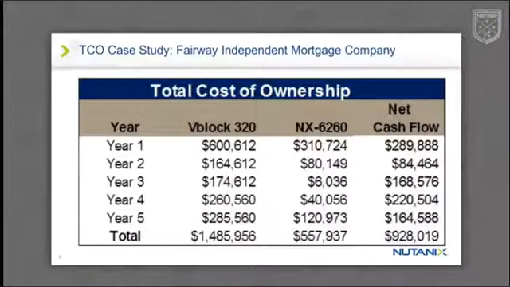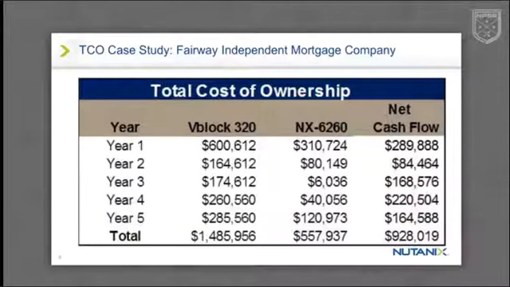When my team, the client strategy team, does TCO ROI analysis, we put together a nice comprehensive report, 20 to 25 pages. But from a TCO perspective, it kind of boils down to the summary slide. What you're seeing here is an actual analysis result that we did for Fairway Mortgage, one of the nation's largest mortgage companies. And we contrast the total cost of ownership of buying a V-block, in this case, versus Nutanix on a cash flow basis year by year over 5 years.